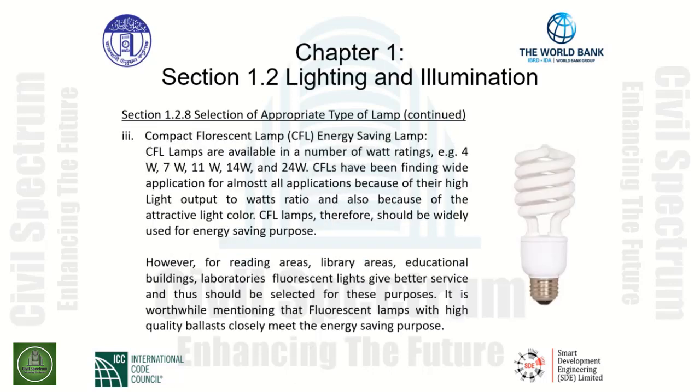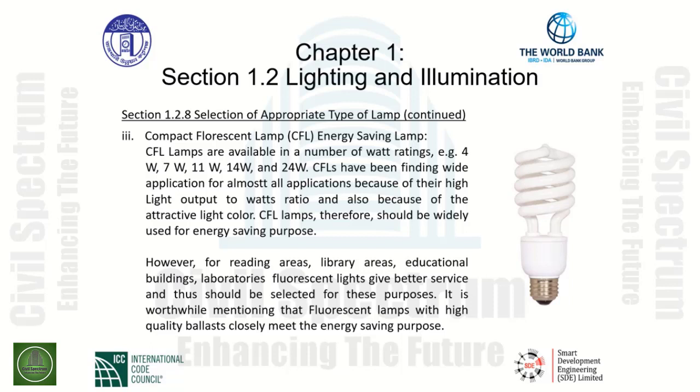Continuing with section 1.2.8, compact fluorescent lamp. These energy-saving lamps work the same way as fluorescent tubes. However, they contain a different type of compact ballast at the base, which allows them to fit right into light fixtures designed for incandescent lamps.